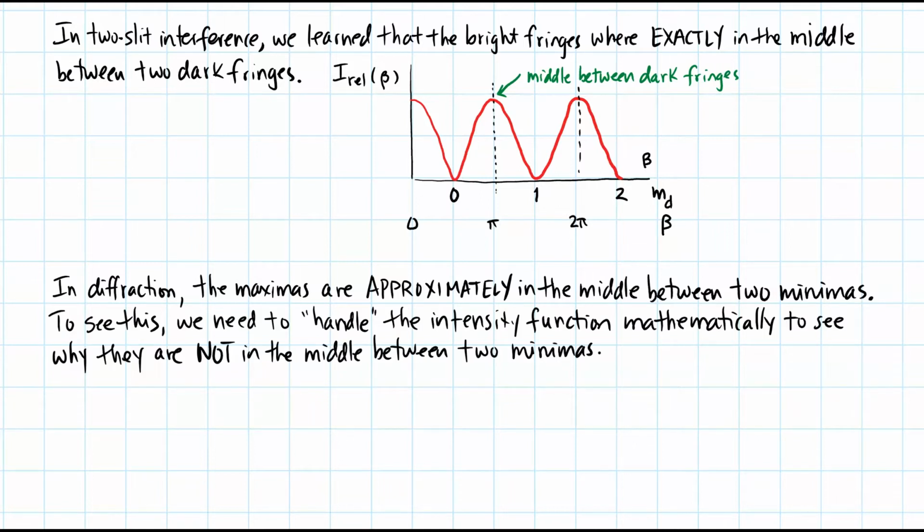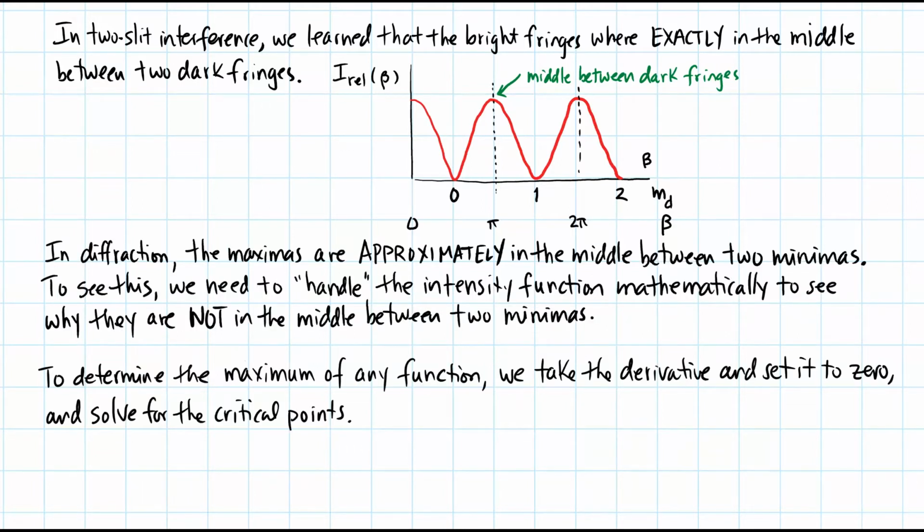To see this, we need to handle the intensity function mathematically to see why they are not exactly in the middle between two minimas. To determine the maximum of any mathematical function, we take the derivative and set it to 0 and solve for the critical points. And then we take the critical points and plug them back into the function. In our case, we take the derivative of the relative intensity with respect to alpha, set that equal to 0, and then solve for alpha.